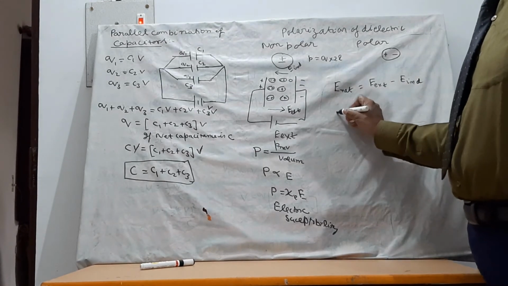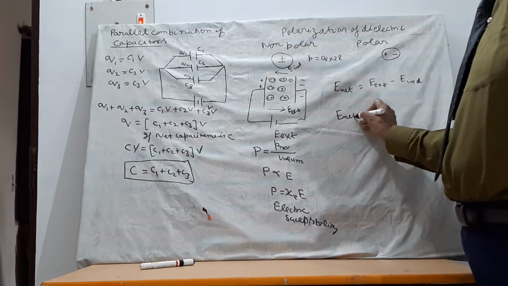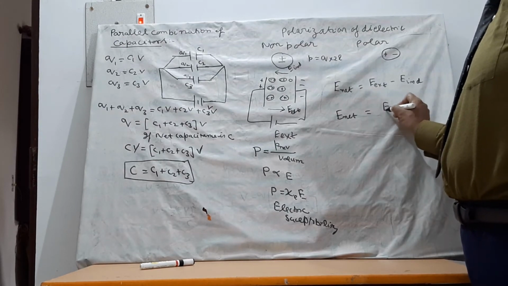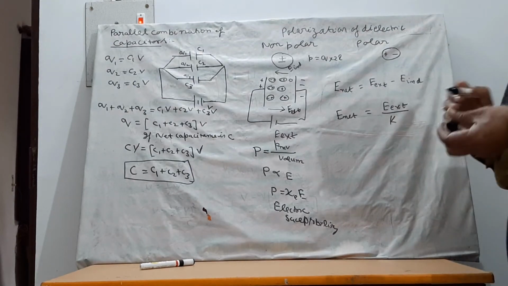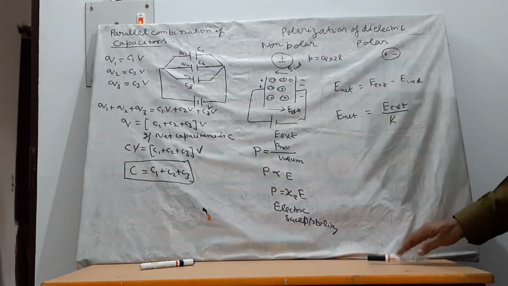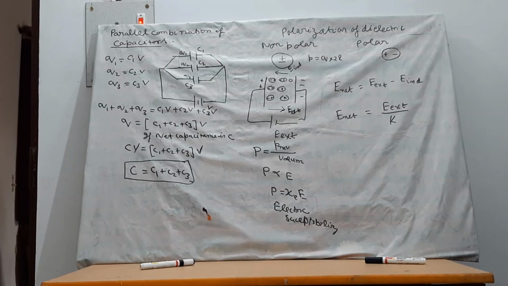And this E net is given by E external upon dielectric constant. And therefore, when dielectric materials are placed in an electric field, net electric field decreases because of polarization of dielectric, and net electric field is 1 upon K times the external electric field.